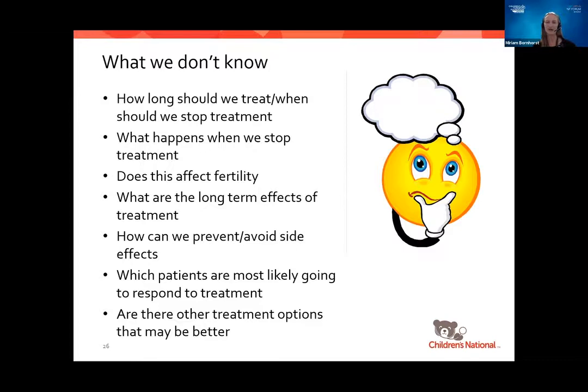How can we prevent or avoid side effects? So this again goes to, are there ways that we could potentially use diet or other things to avoid the side effects? Which patients are most likely going to respond to treatment? There are a few patients who don't respond to treatment, or there are some patients who go on treatment and have really bad side effects and are never really able to have the benefit of this. So how can we determine who's going to best respond? And then are there other treatment options that may be better? So of course, everybody who's within the NF community knows that there are a lot of researchers out there looking at other options, because this may be just the start of a huge opening to new treatment options for patients with NF1.